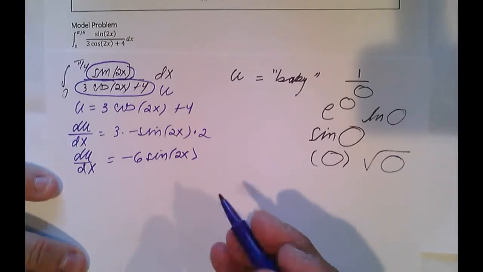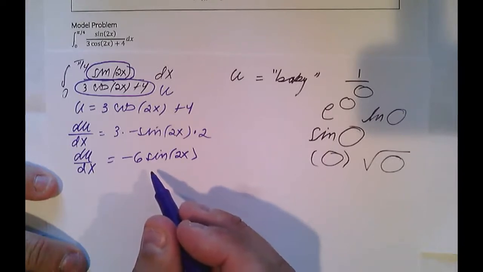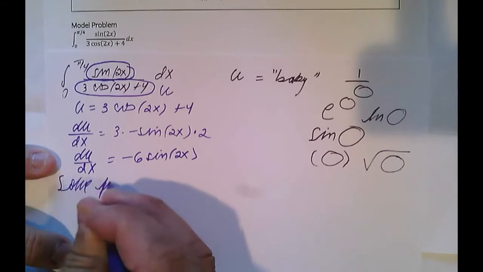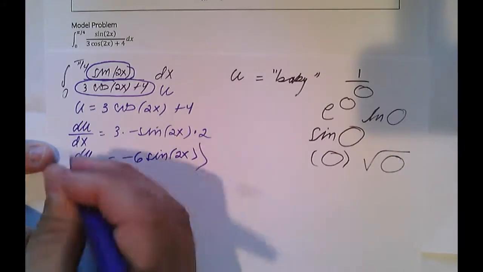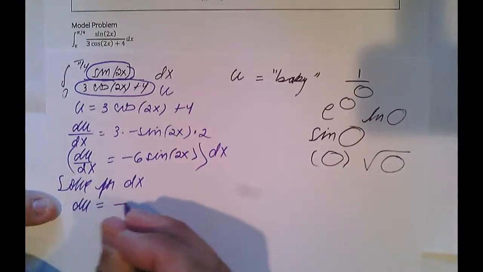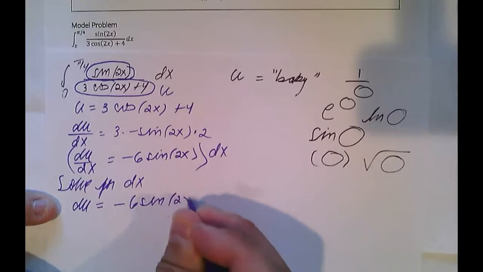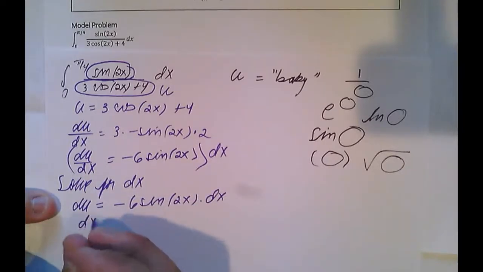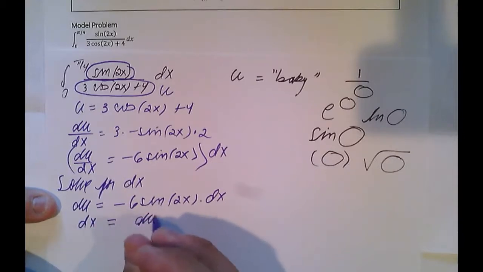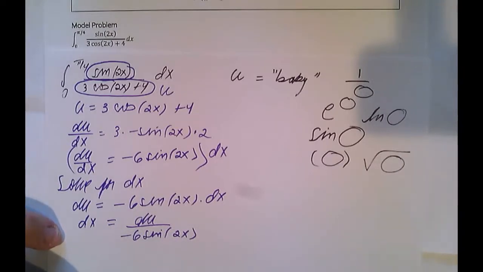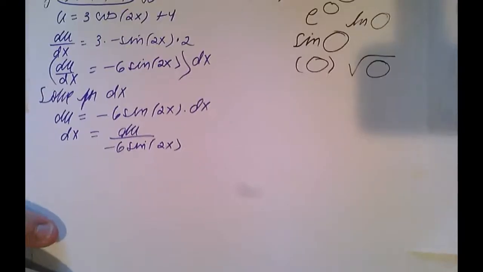So let's keep going. What we would normally do in integration by substitution is solve for dx. I'm going to do that by multiplying both sides by dx because you guys know I'm a fraction killer. du is negative 6 sine of 2x times dx. And if I divide, I'm going to get that dx is du divided by negative 6 sine of 2x. Pretty standard. This is what we did earlier.